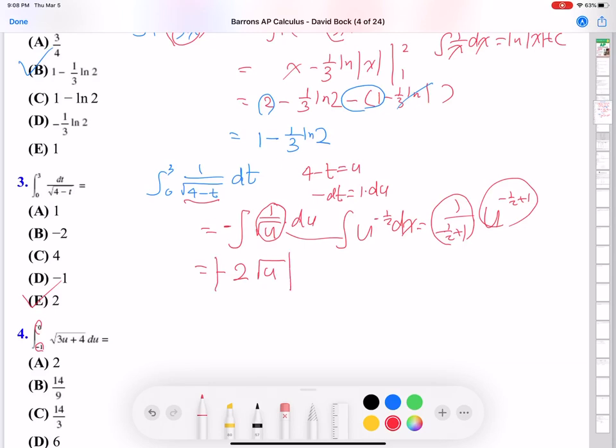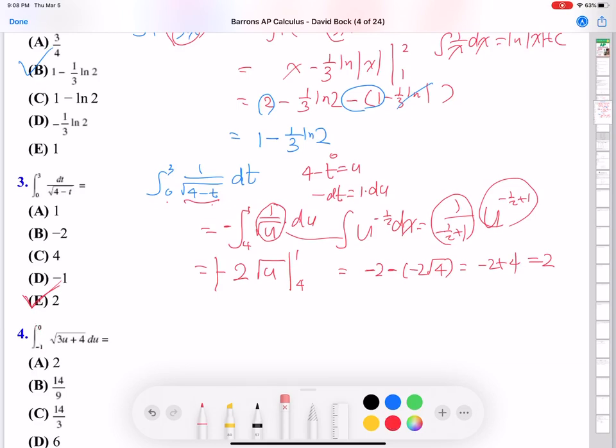From 0 to 3? No. I changed the t function to the u function. If t is 0, the u part is 4. If t is 3, the u part is 1. So 4 to 1. Plug in the top number, negative 2 root 1, minus plug in the bottom number, negative 2 root 4. It is negative 2 plus 4, which is 2. So E is the answer.